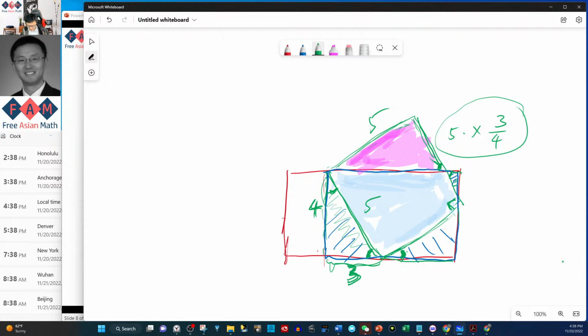Because this is much quicker. 5 times this is what? This is 15 over 4. Yeah, just write it that way. This is the answer of this one. So that's much quicker.